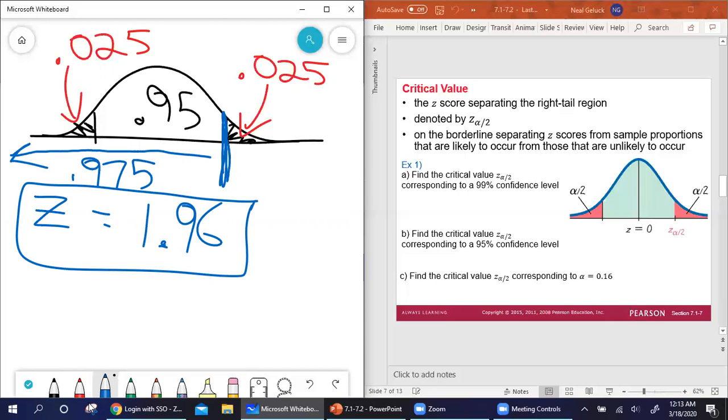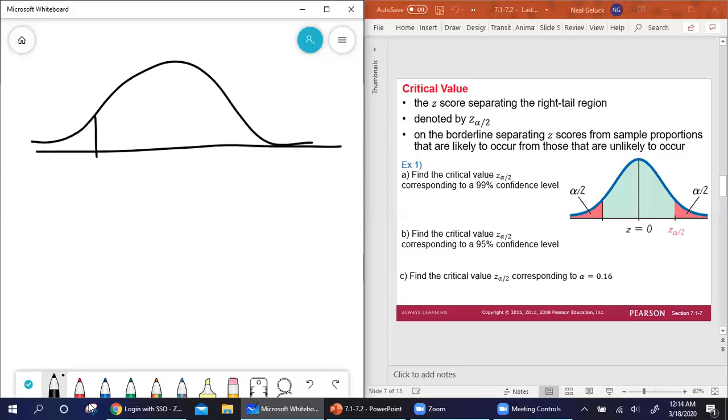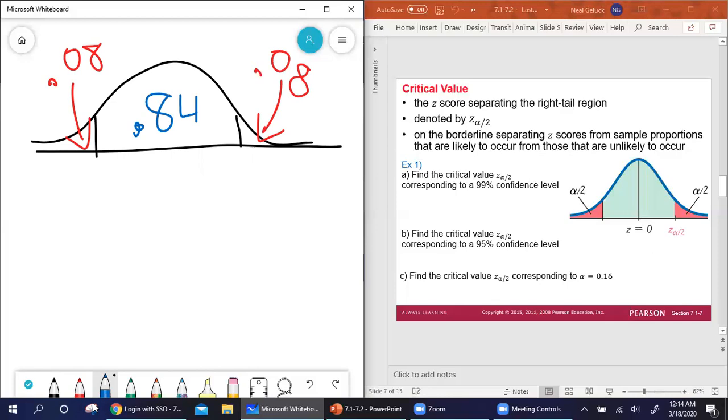Now in part C, I worded it a little bit differently. And just to give you a little heads up of what I'm doing on this one, I gave you the alpha of 0.16. Now remember, the alpha is split into both tails. So if alpha is 0.16, each tail is 0.08. Well, if 0.08, 0.08, that's 0.16, that means 0.84 is in the meat. So this sounds weird, but this would be saying an 84% confidence level.